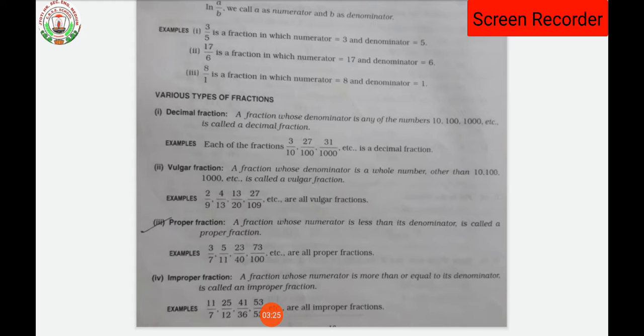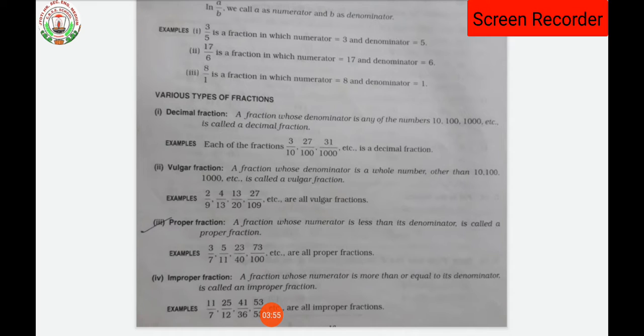Okay, next is vulgar fractions. A fraction whose denominator is a whole number other than 10, 100, 1000, etc. This kind of fraction is rarely used. Okay, so 2 upon 9, 4 upon 13, 13 upon 20, these are those fractions. Clear? Whose denominator is a whole number. Clear? Next we have the proper fraction, which everybody knows.